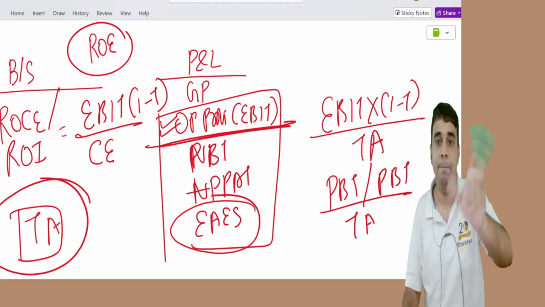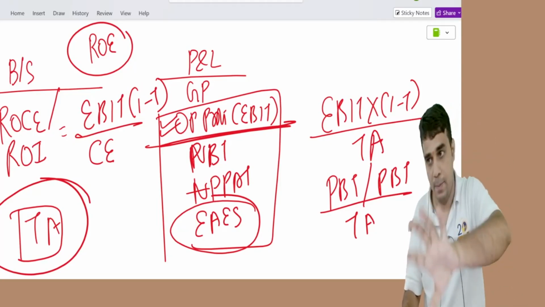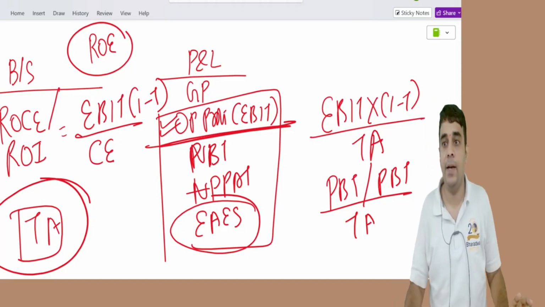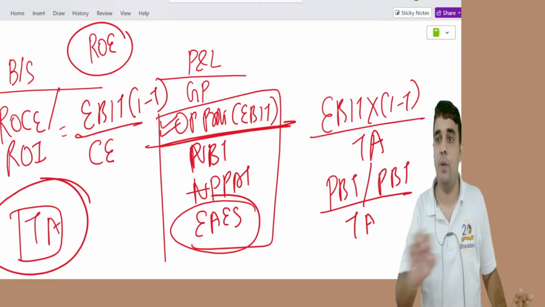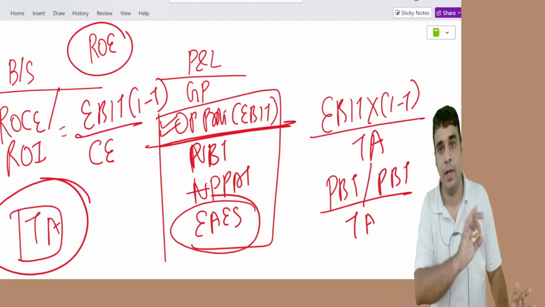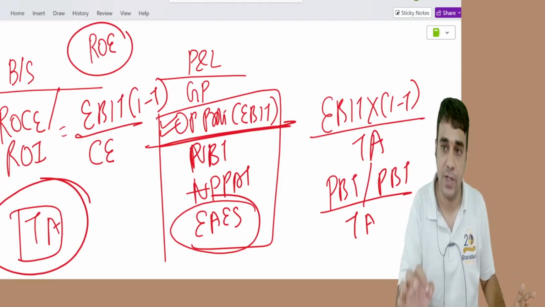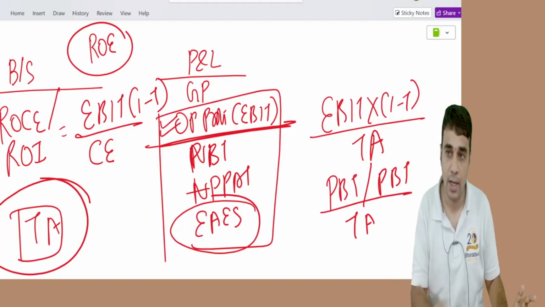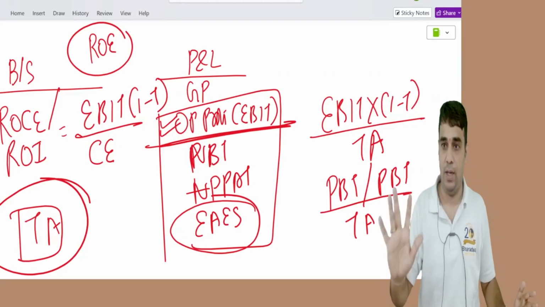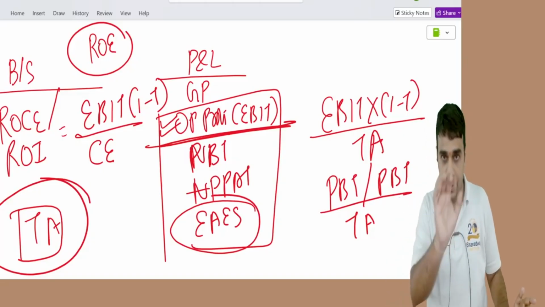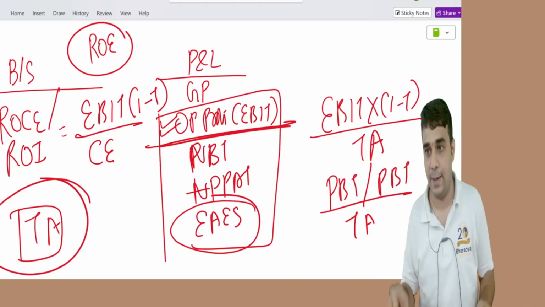Numerator is same: EBIT or EBIT into 1 minus tax. Return on capital employed, denominator capital employed. Return on asset, denominator asset. Return on fixed asset, denominator fixed asset. Return on current asset, denominator current asset. Return on advances, denominator advances. So whatever is the logical item, return on something, denominator is that.